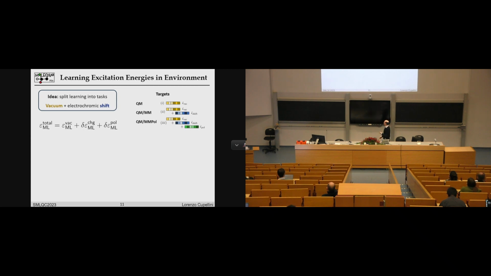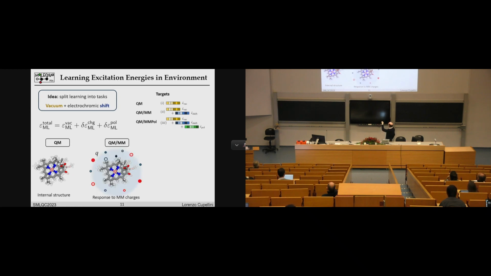And we can compute all of this because we can compute excitation energy with a QM method, with a QMMM method, or with a polarizable QMMM method. If you do a QM calculation, you get the excitation energy in gas phase, and all that changes is the internal structure of the molecule. But if you do a calculation with QMMM, you get the response to the charges, so you get the first two terms of this sum. And if you do a calculation with polarizable MM, you get all three. So in the first case, the excitation energy depends only on the internal structure, and in the second, it depends on the charges that are present in the environment.